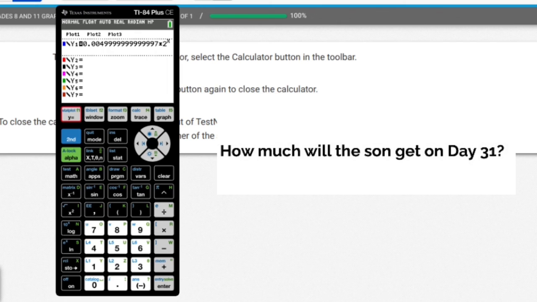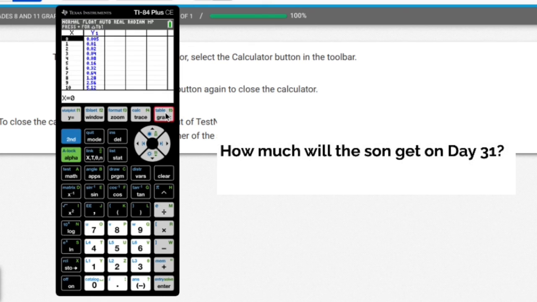You guys are great. We care about what happens on day 31. It can't be that bad. I mean, you're only getting a penny to start out with. It can't be that bad. Let's go to table by hitting second graph. At day 0, that doesn't matter. But day 1, you have a penny. And day 2, you have 2 cents. We knew that would happen. Let's just keep going.